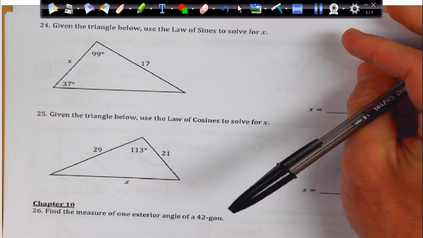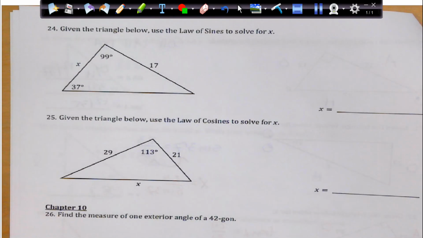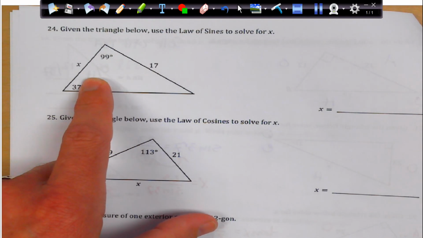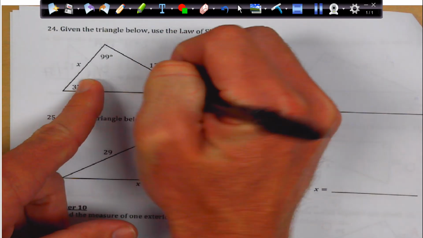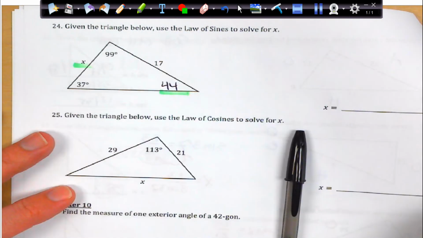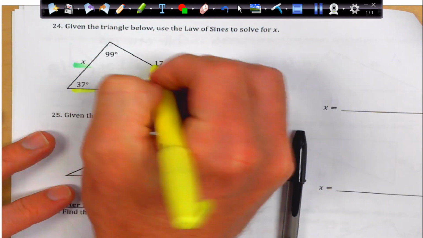Okay, so here we have the law of sines and cosines. So for law of sines, you need two opposites for this one. Since I only have the two angles, I'm going to add those two together to get 136, subtract from 180 to get my other angle, 44. And now I have two sets of opposites. I have this angle and its opposite side, and I have 37 and its opposite side.